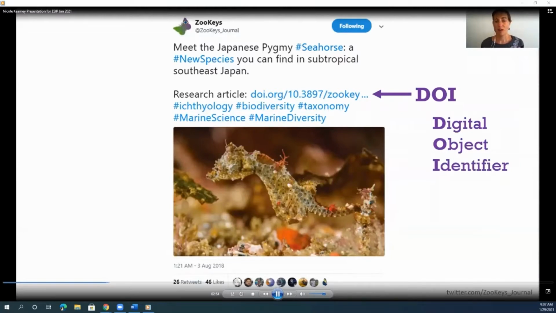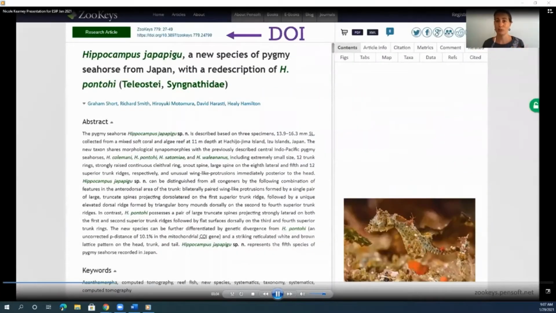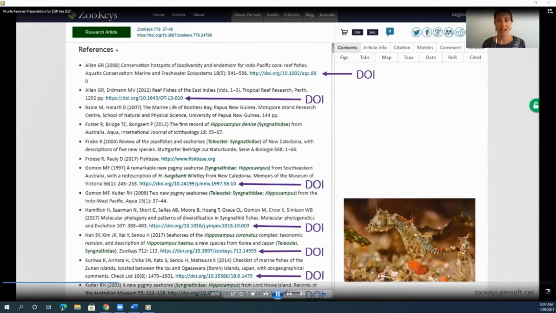Twitter feed, and I was interested in this. And there in the tweet was a digital object identifier, a DOI, in the form of a clickable link, which means that I could click directly through to the primary literature and read all about this new discovery. And if I wanted to know more about pygmy seahorses, I just had to scroll down to the reference list. And there are a whole lot more digital object identifiers allowing me to click through and read all the other papers cited in that article. A never-ending chain of knowledge.